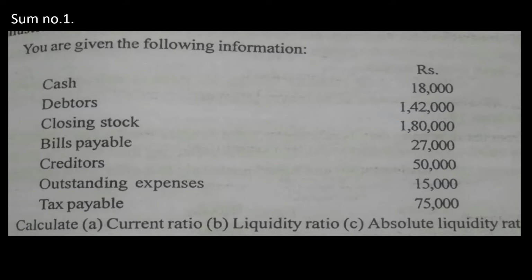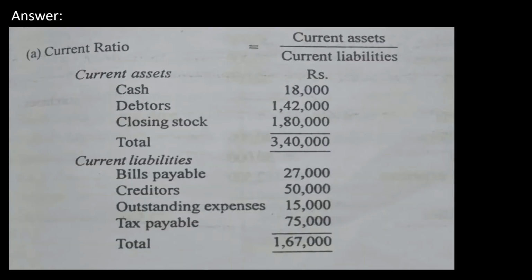First of all, you should segregate what is current asset and what is current liability. That was done in the next slide. See, I have segregated what is current asset first. I have listed out current assets, and I have listed out current liabilities. I made a total here. Then I substituted in the formula: current asset by current liability is equal to current ratio.